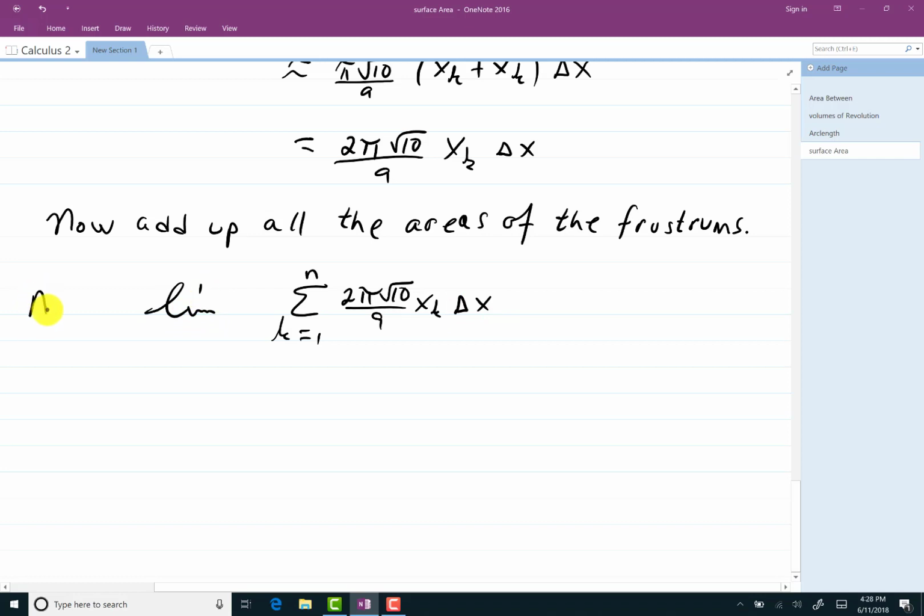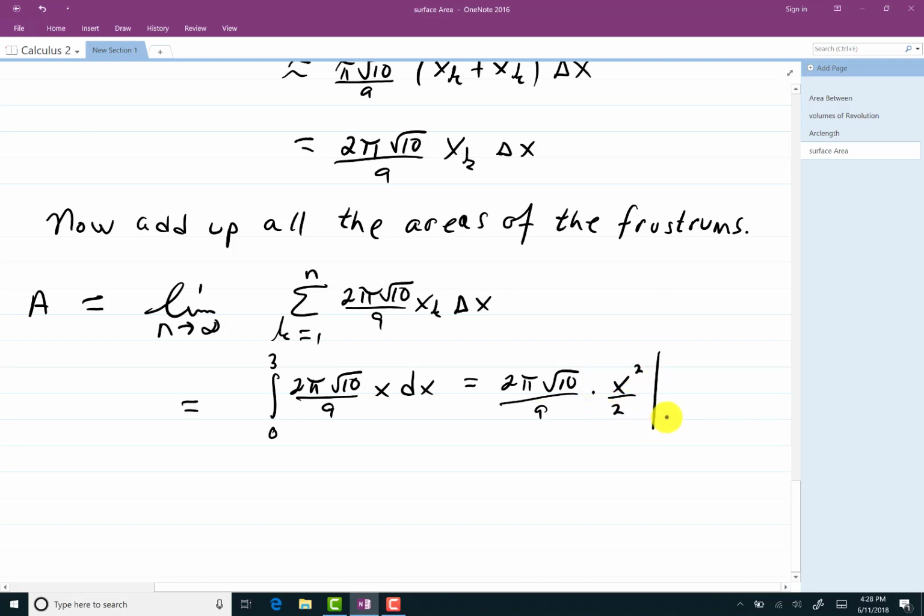So this is going to give us the area that we're looking for. Of course, by now I hope you realize that this can be written as an integral. The beginning was 0, the end was 3. I have 2 pi radical 10 over 9 x dx. The 2 pi radical 10 over 9 is simple to get rid of. I'll just pull it out front: 2 pi radical 10 over 9. The integral of x is x squared over 2, and that'll go from 0 to 3.